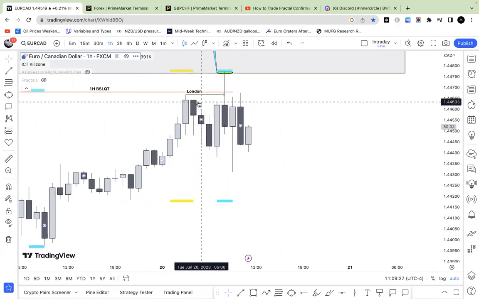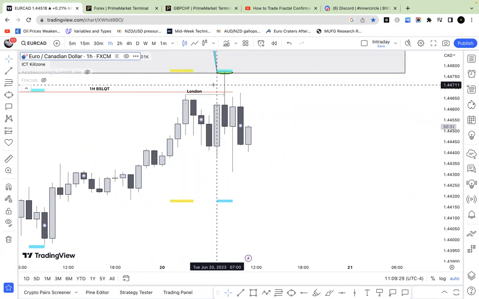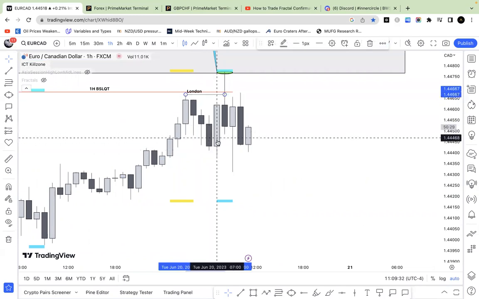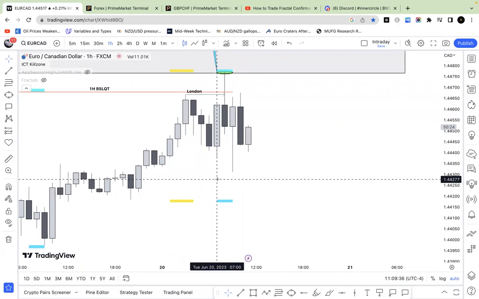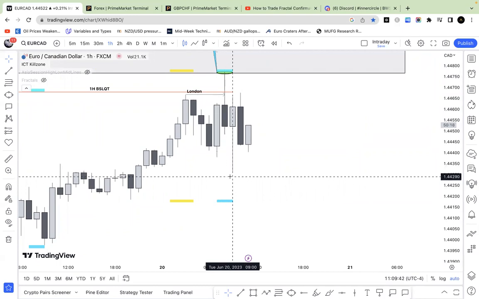That's where manipulation happens, as you can see. In between London and New York, you have manipulation happening here to take the London liquidity. So don't trade in between that gap. And then eventually at 7 o'clock in the morning Eastern time, as you can see in the bottom right here, New York kill zone starts, goes until 10. Right around 10 a.m., the setup is ready.